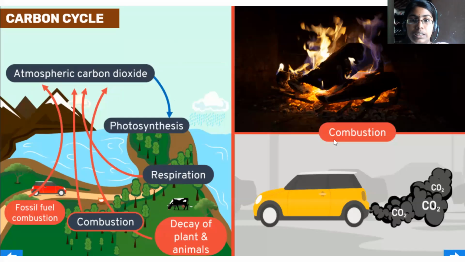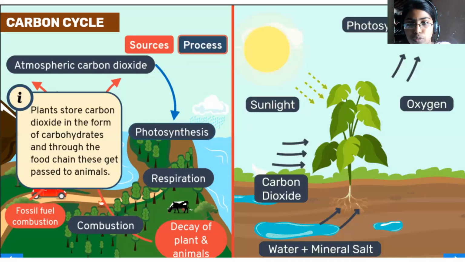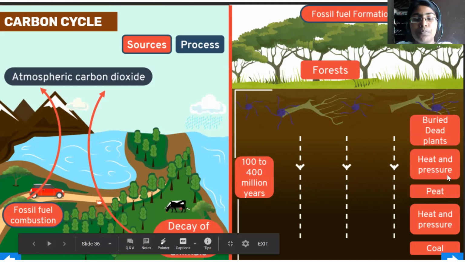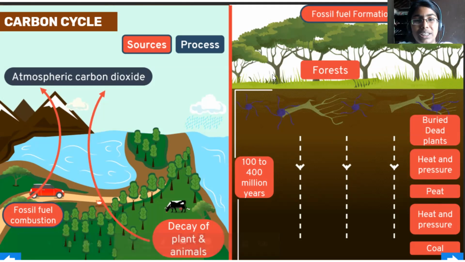And combustion in the sense, it comes from the vehicle's combustion, not from the fossil fuel combustion. And we'll make a note of this diagram too, how a fossil fuel is formed. Just make the forest, the buried dead plants after 100 to 400 million years, due to heat and pressure, they first convert into peat and then into coal. This point alone we'll make a note. You need not draw the diagram, just make a point on that.